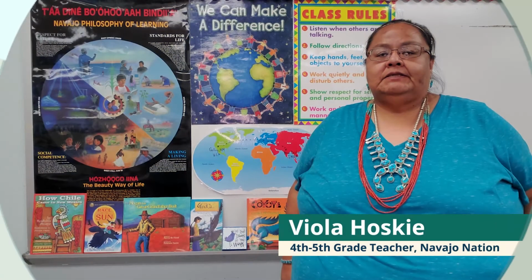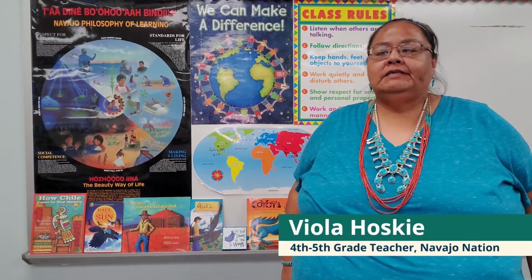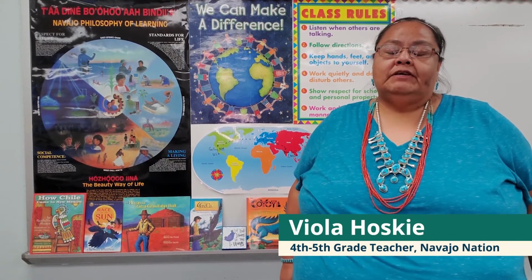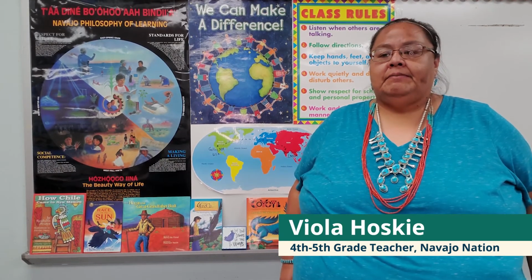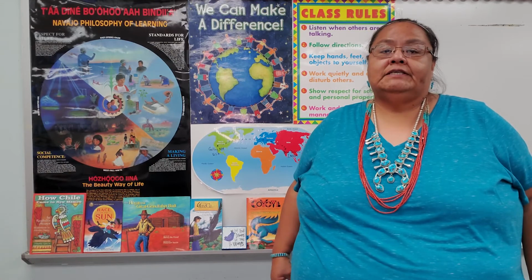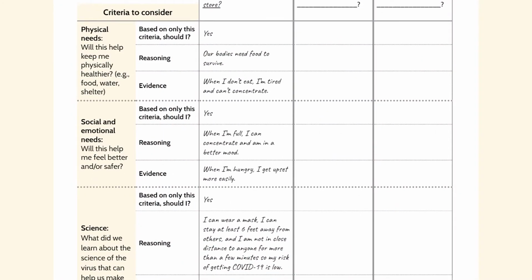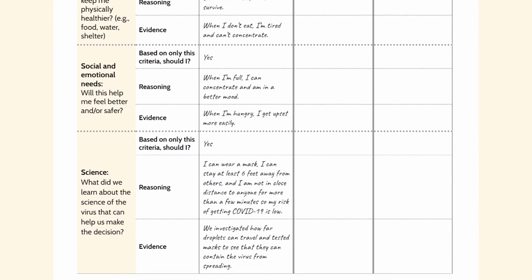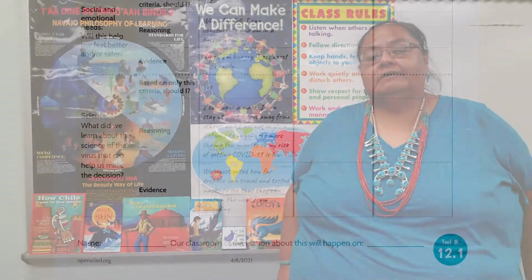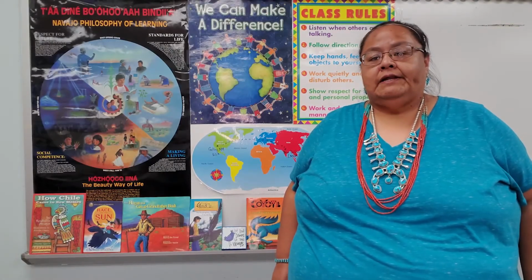From this unit, my students learned that there are easy and difficult decisions. They observed their families having to make difficult decisions during the pandemic. They had to make difficult decisions about their physical needs, about their social and emotional needs, and how to be safe from the virus. The family tool was super helpful in this unit because they observed their families going through the process of how to make decisions using sound reasoning and evidence. Students are now able to use that in class.